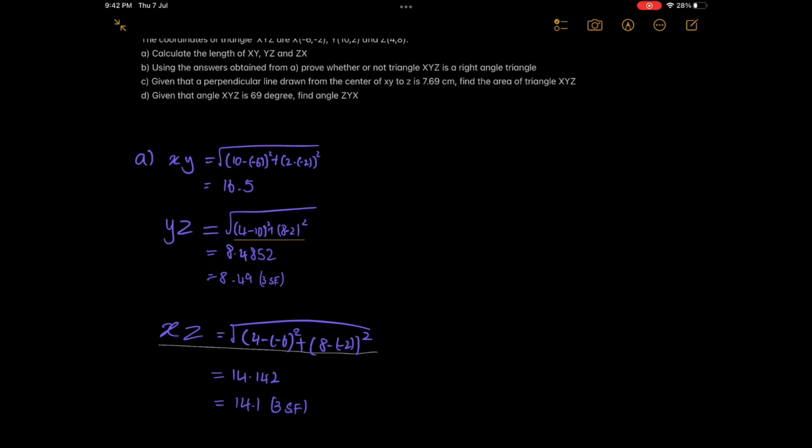Once we simplify this, we should be able to get the answer, and we should repeat it for all three lines: line XY, YZ, and XZ.